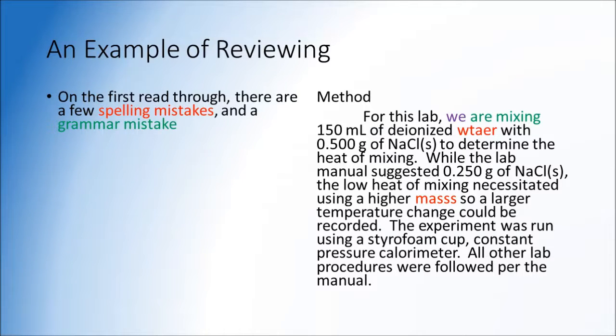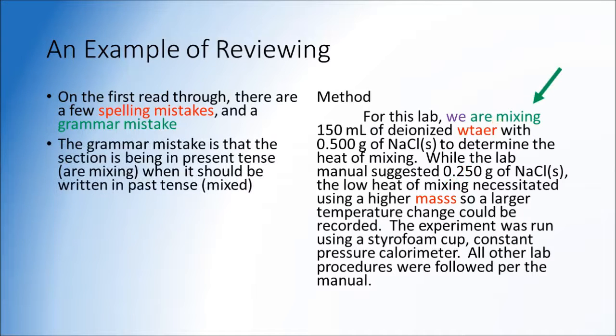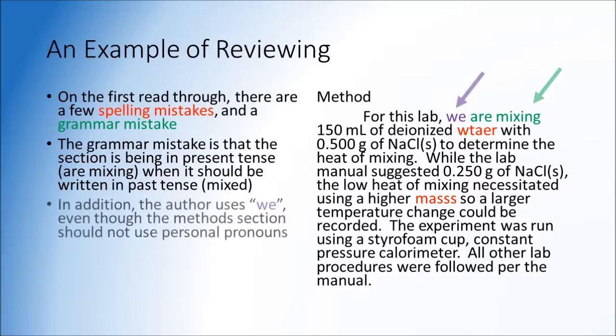On the first read-through, you will note that there are a few spelling and grammar mistakes. Here, water and mass, shown by these arrows, have been misspelled. The grammar mistake is that the section is being written in the present tense when it should be written in the past tense. The author also uses we, shown here, when personal pronouns should not be presented in scientific reports.